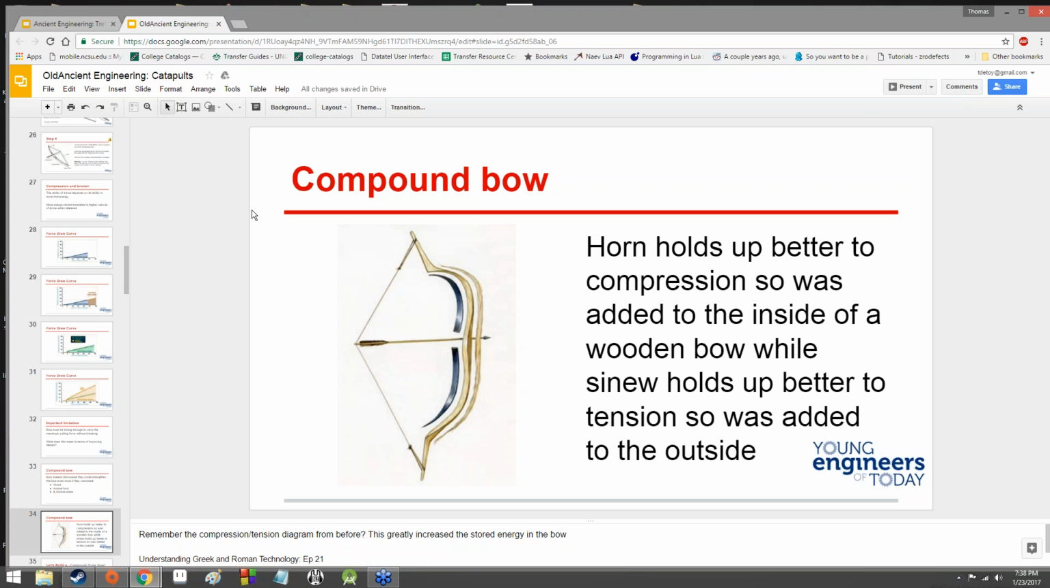And so both of these increased the strength of the bow, which meant that it could store more energy and you could exert more force on the bow, which meant a faster shot. And this was the compound bow. I'm sure at least some of you have heard of the term compound bow before, and all it essentially means is a bow made of multiple materials in order to better store energy.